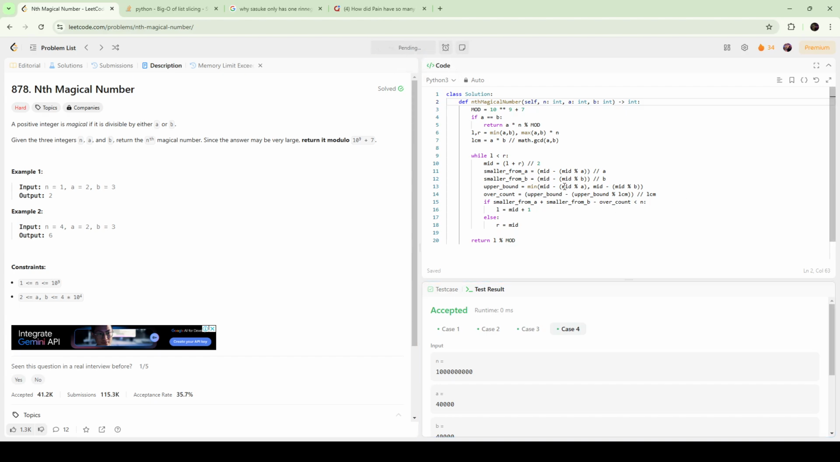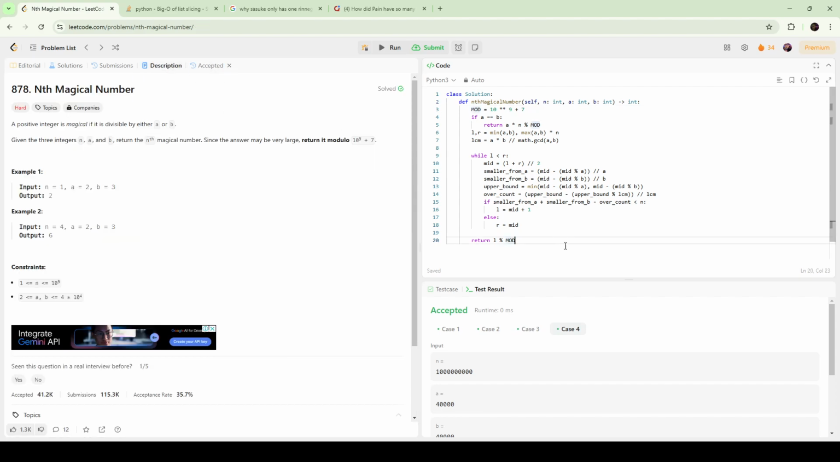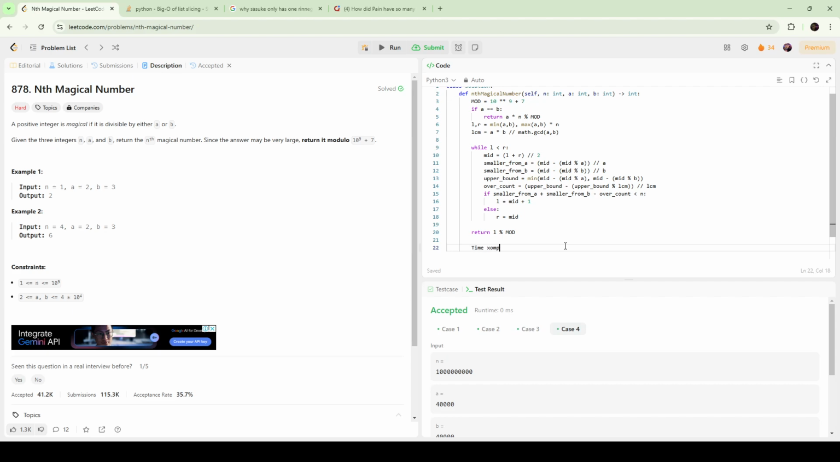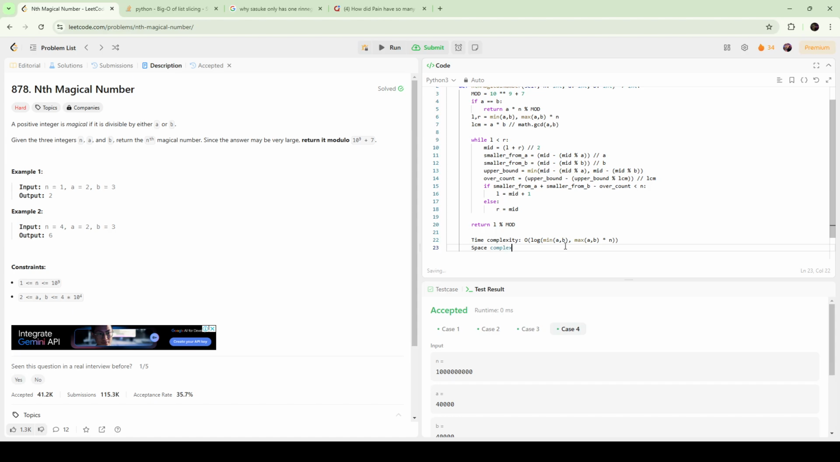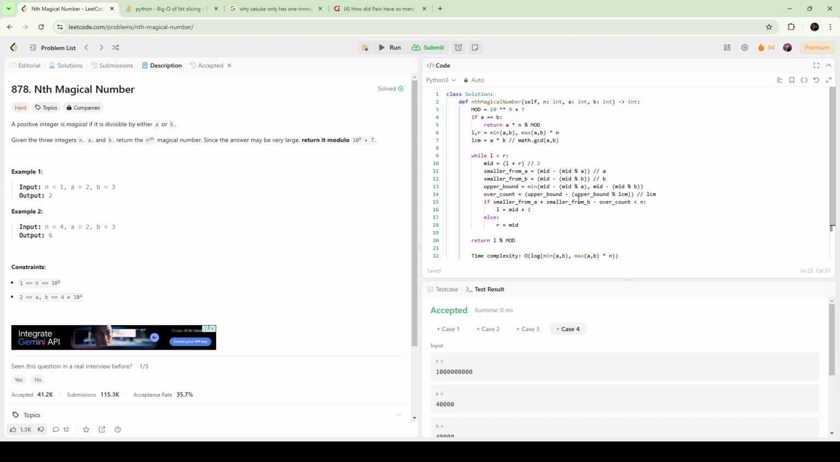I'm going to submit it, and as you can see it is very efficient, right? I beat 100% in runtime. So what's the time complexity of this? The time complexity is basically O of log of min of a and b, to max of a and b multiplied by n. And the space complexity is actually O(1), since we only need to maintain a left and a right pointer, right?